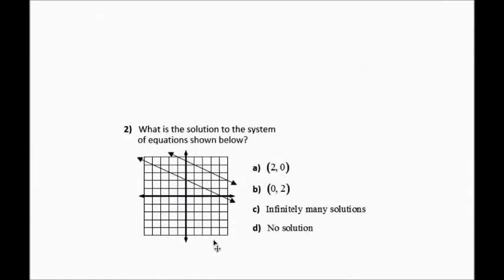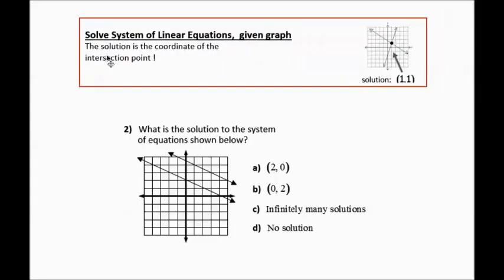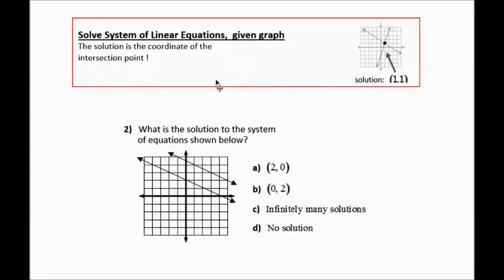In this other example, they ask you to show the solution to the system of equations shown below. It's the same idea. The intersection point should be the solution. However, if the lines do not show any intersection point, it means that there is no solution. So in this type of problem, you would select option D, no solution.